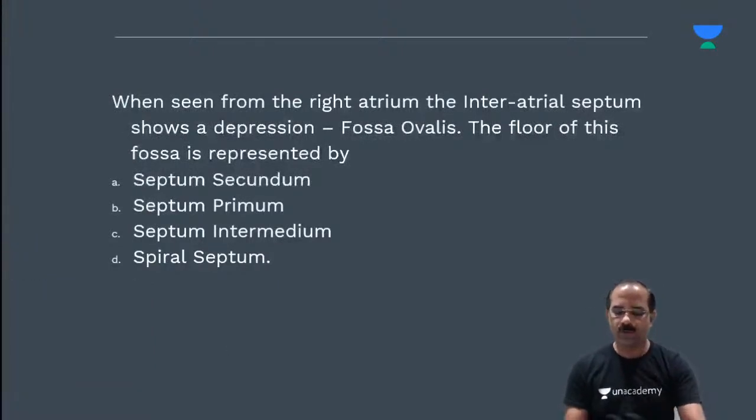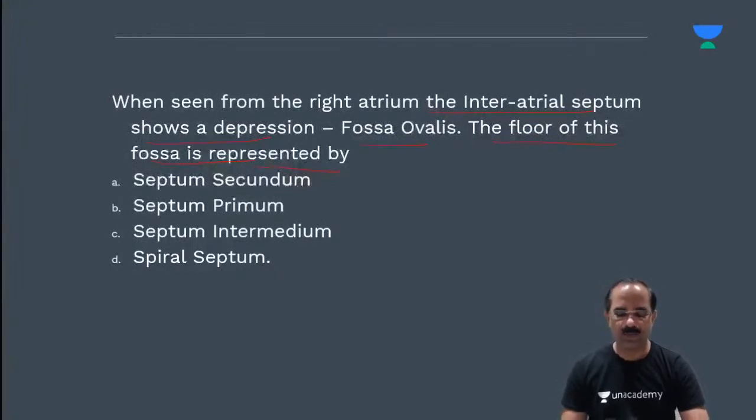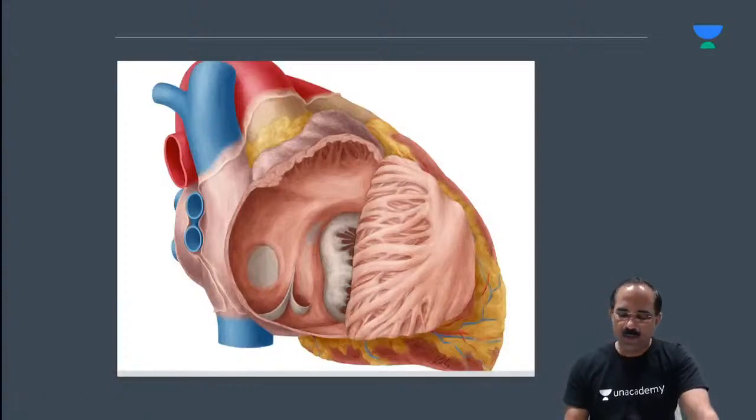When seen from the right atrium, the interatrial septum shows a depression, the fossa ovalis. The floor of this fossa is represented by whom? You can answer, I'm looking at the screen. Septum primum. Your answer is septum primum. Have a look at the slide. The floor of the fossa is represented by septum primum.